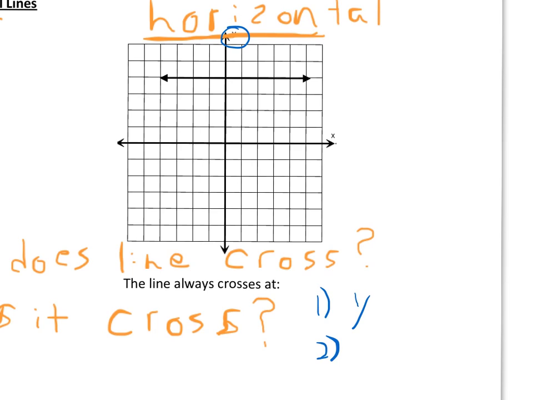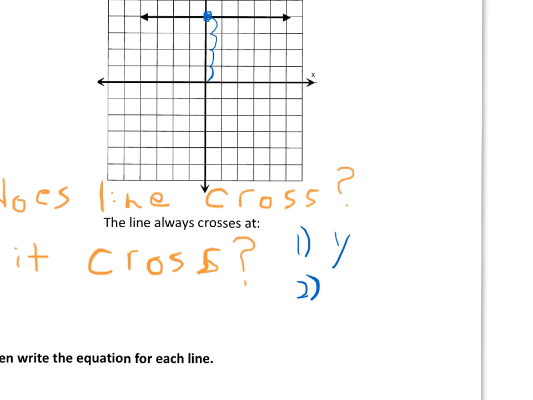Question number 2 was, where does it cross? If we look right here, it crosses at this point. What is this point? You go up 1, 2, 3, 4. So it crosses at 4. What do you think my equation is? My equation is simply y equals 4. That's it.